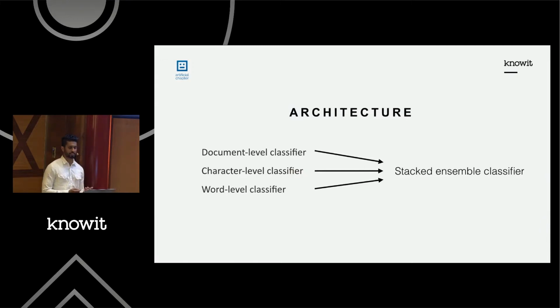We trained 3 different models in this project. Each of these models used different representations for text and also different neural network concepts and architectures. And then finally we created what we call a stacked ensemble classifier. Basically, it just combined the predictions of each of the 3 models.